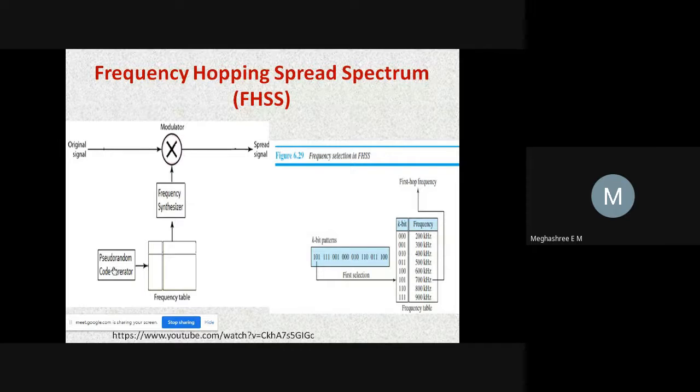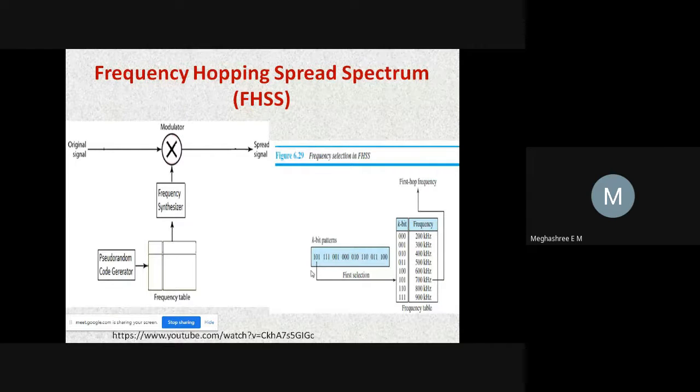Now you see this generator will generate k-bit patterns. You can see the digits written here. Here k is 3, the value is 3: 000, 101, 111, 001, 000, 010, 110, 011, 100. So the pseudo random code generator generates this k-bit pattern. When I say pseudo random, it means the numbers are generated randomly. No particular pattern is followed in a random code generator.